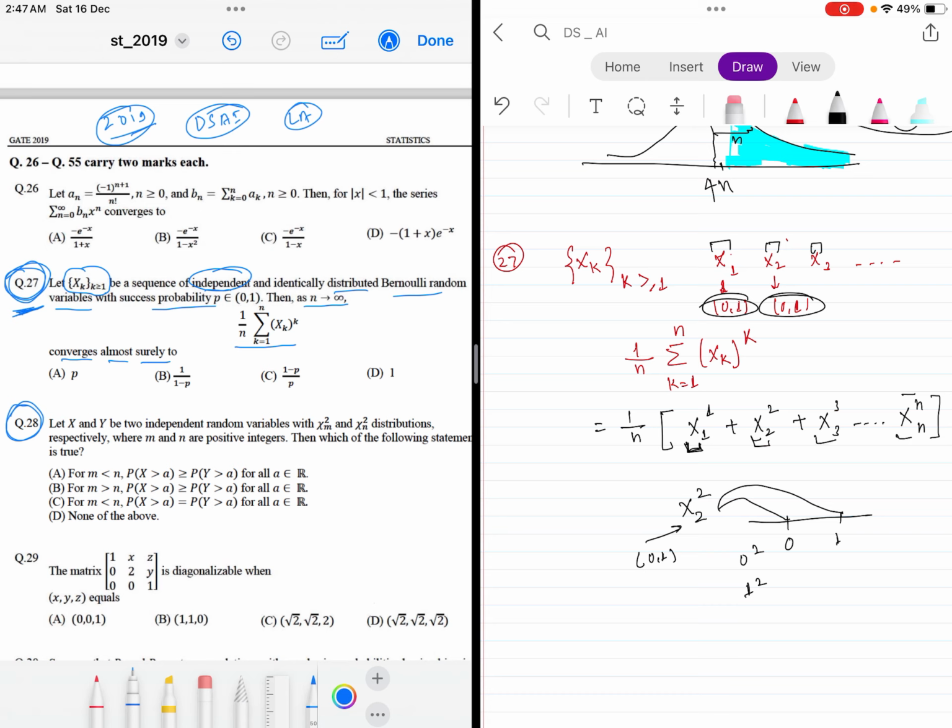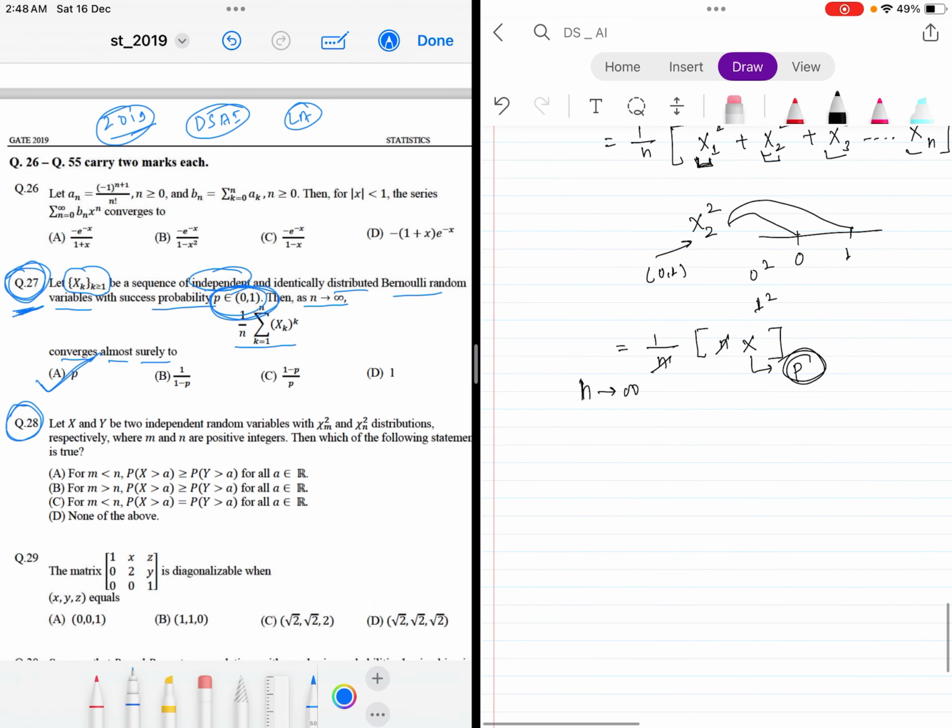So all of these will be Bernoulli, right? And now if we do the sum of all these, let's say the sum is n times x, because we have n Bernoullis, right? Then the n will get cancelled. Now if we take n tends to infinity, this will again be x, and this x can take the p value where p belongs to 0 to 1. So this will surely converge to p. So the correct answer for this is A, right?